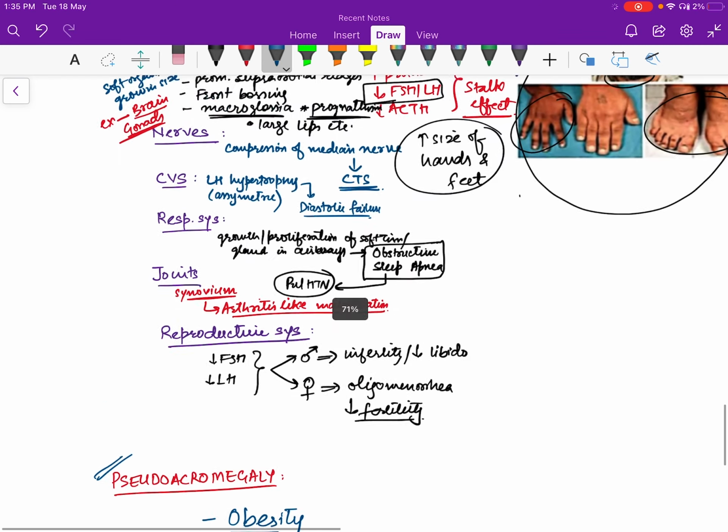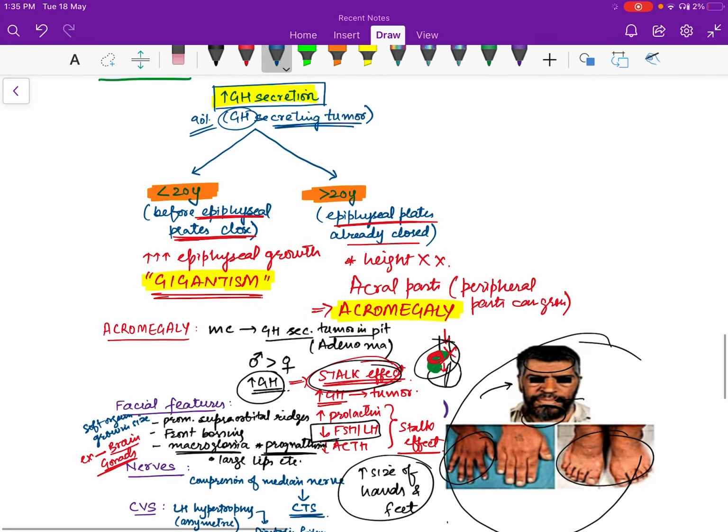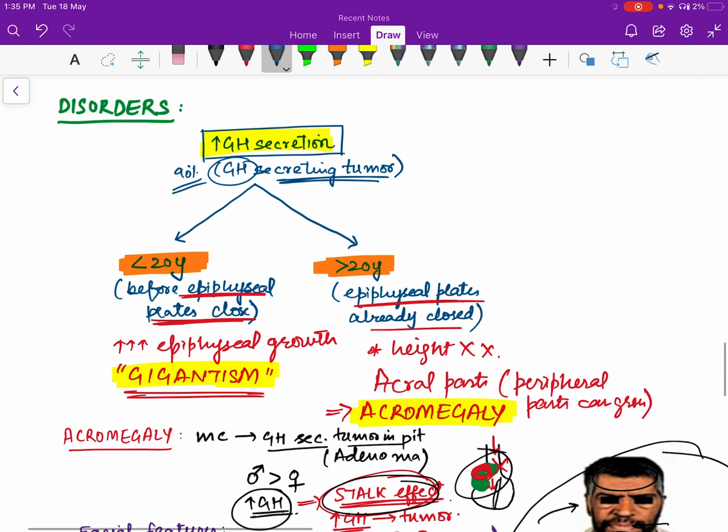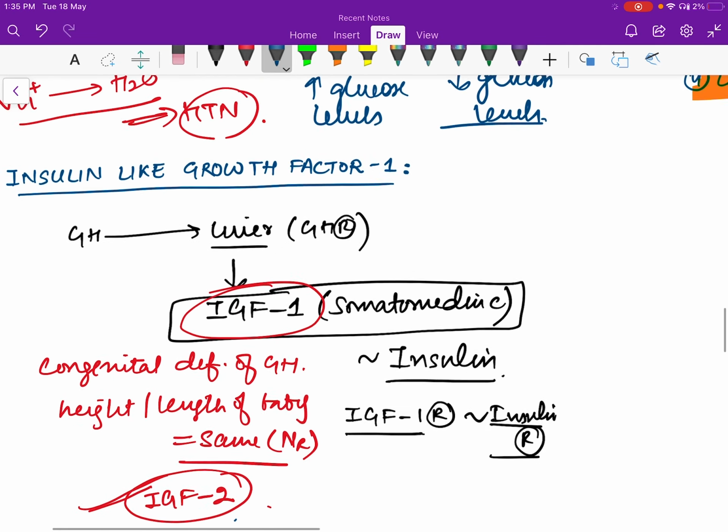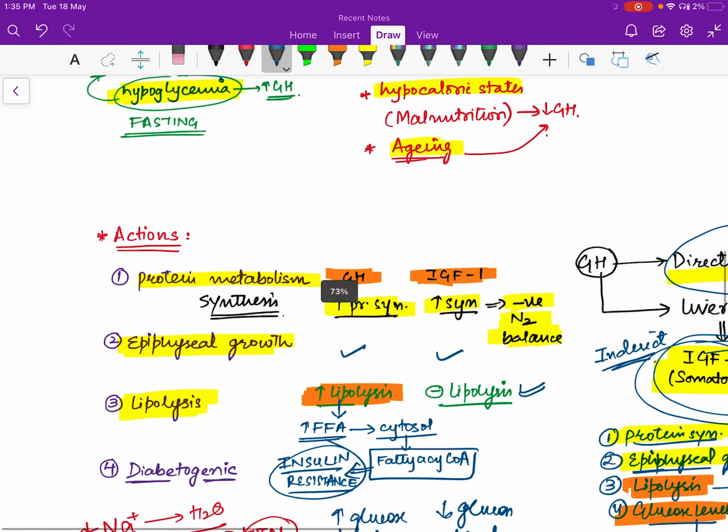So this is all about the anterior pituitary gland. We discussed the first hormone, called growth hormone. Now in the coming section we'll discuss prolactin and then other hormones as well.